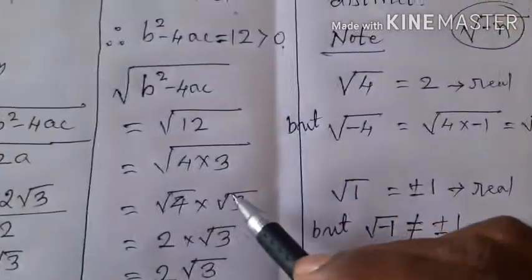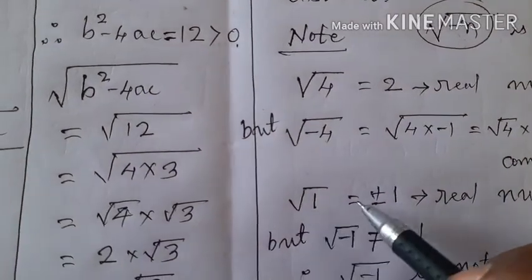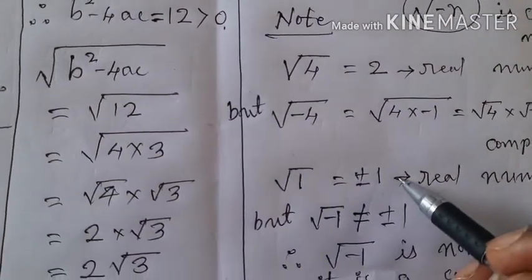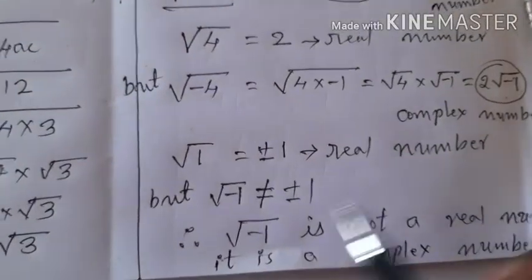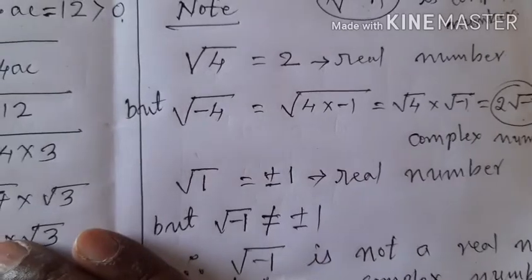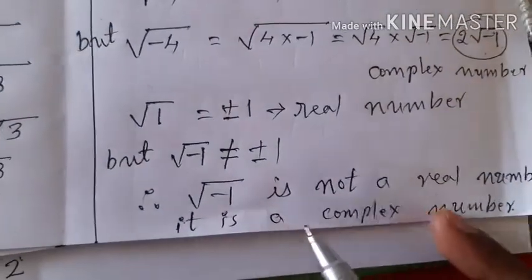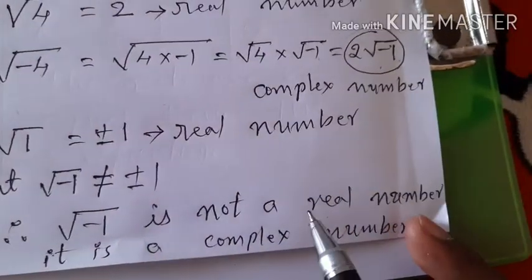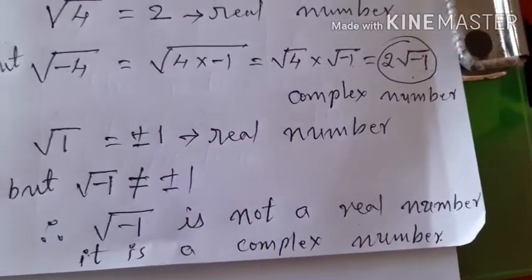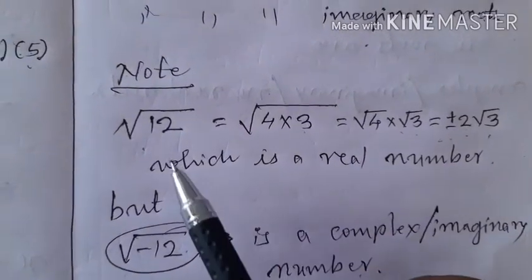See here, if it is square root of 1, then it is plus or minus 1, which is a real number. But square root of minus 1 is not equal to plus or minus 1. So square root of minus 1 is not a real number. It is a complex number. Let us take one more example.